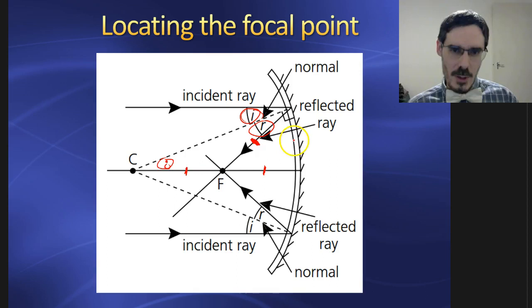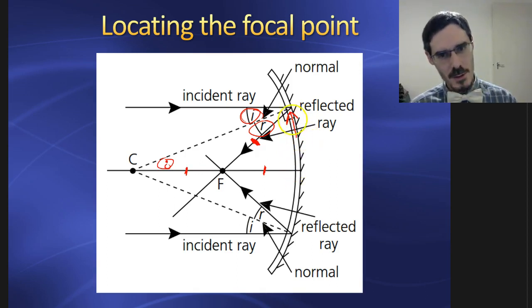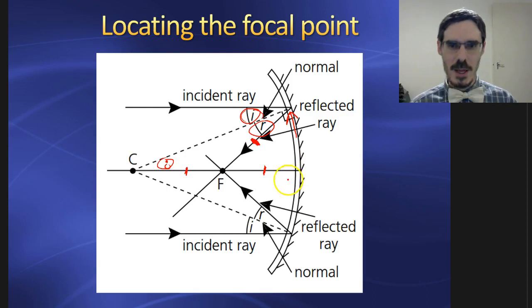Now, the further you go away from that central principal axis, the further out you go, the less close these two lengths are. But when you're close to the principal axis, that means that this length is the same as this length, and the focal point is halfway to the centre of curvature.